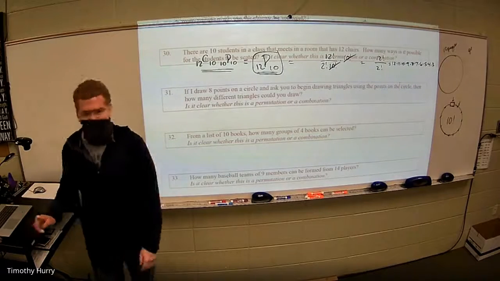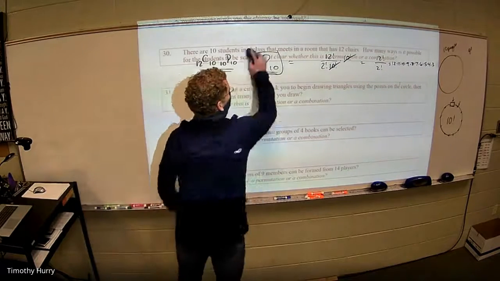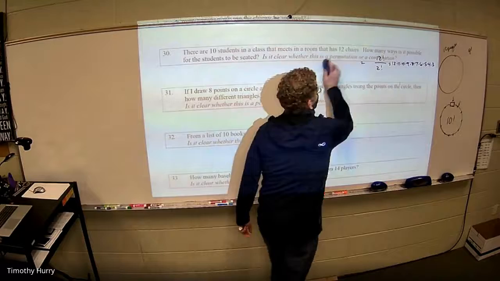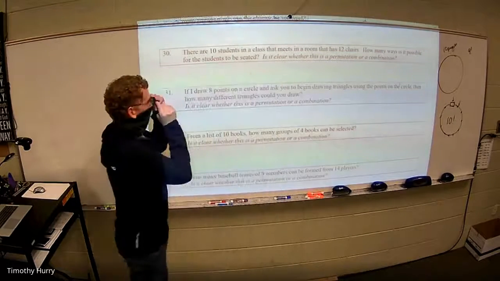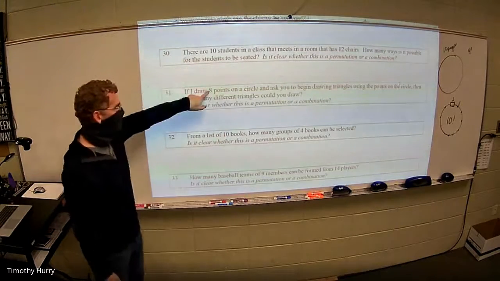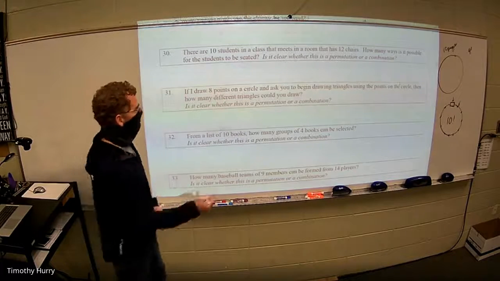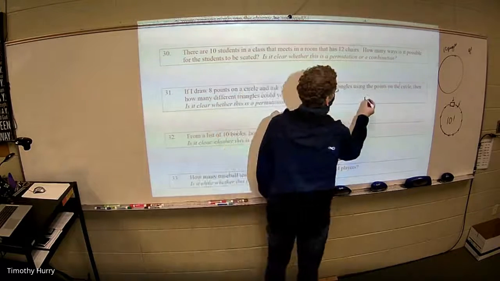Ooh, I love this problem. This is a hugely common one, although they make it a little bit trickier now. I'll show you both eventually. There are 8 points on a circle. So visualize that. You got this circle, and there are 8 points on it.